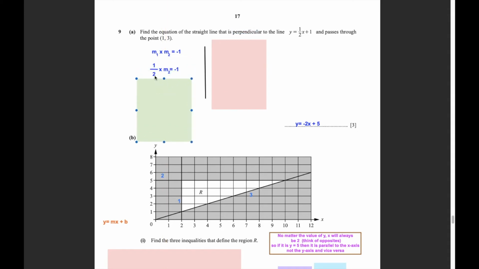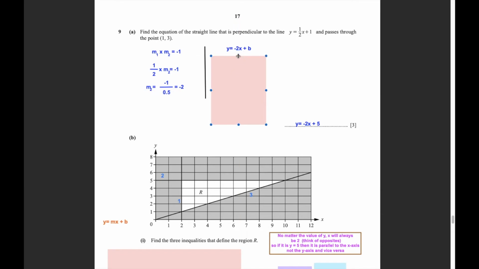So the gradient of the first one is half. So what would the gradient of the second one be? We're going to move the half to the other side, so it becomes division. So -1 divided by half will give you -2. So that's the m, or the gradient of the other line that we're trying to find. So y is equal to -2x plus b.